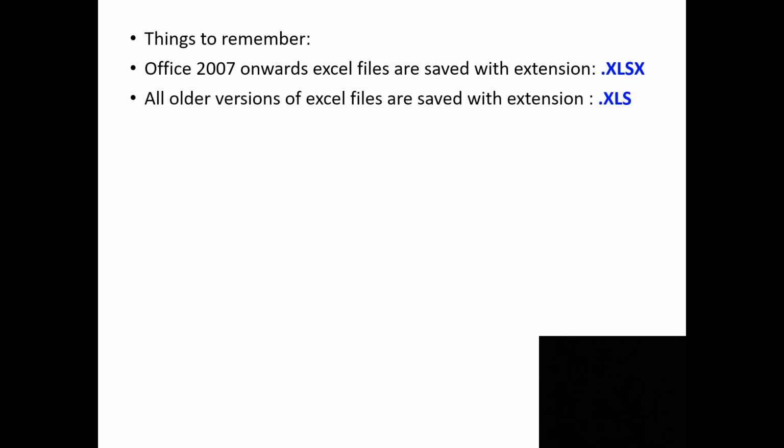Things to remember. Office 2007 onwards, Excel files are saved with extension .xlsx. All older versions of Excel files are saved with extension .xls. Files with embedded macros have extension .xlsm.